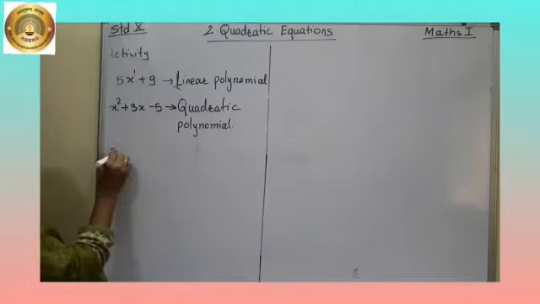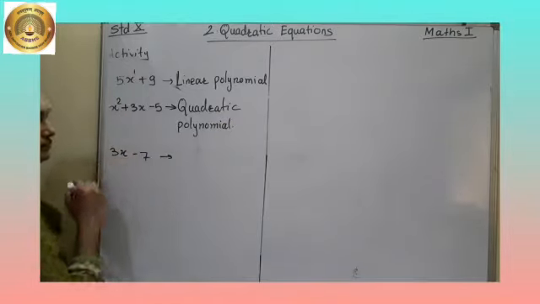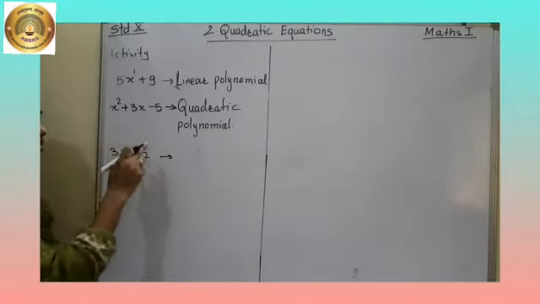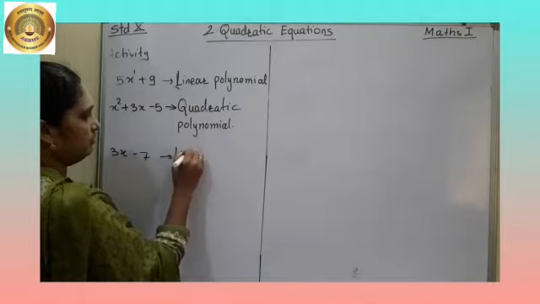Next is given 3x minus 7. So observe the degree. Degree is 1. Highest degree is 1. So this is what? A linear polynomial.